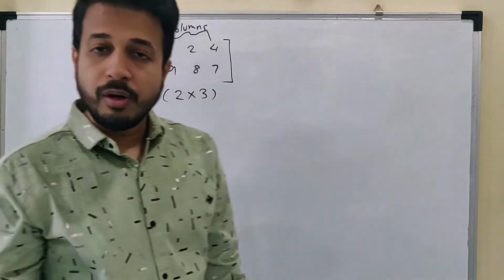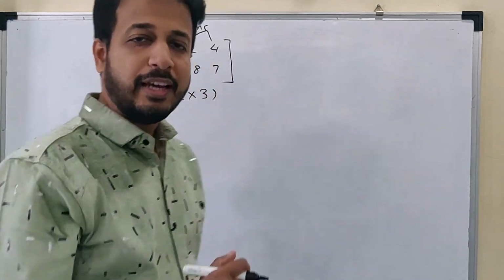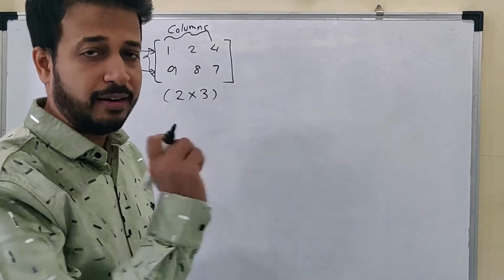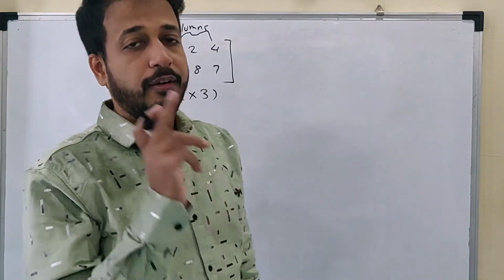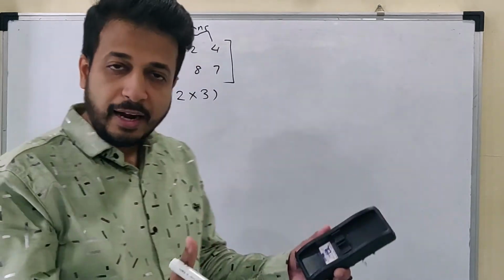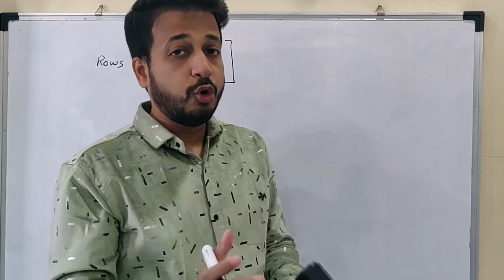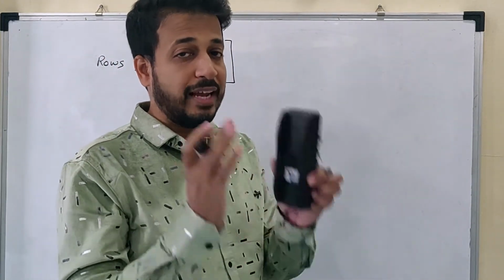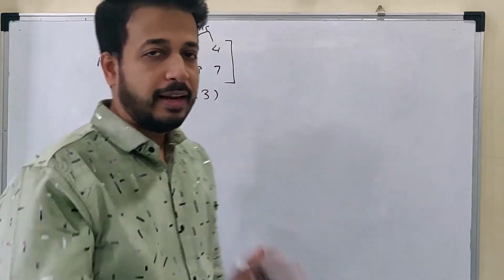As we add or subtract two numbers, the same way we can also do addition and subtraction of two matrices. But very important is both the matrices which we are going to add or subtract should have the same order.